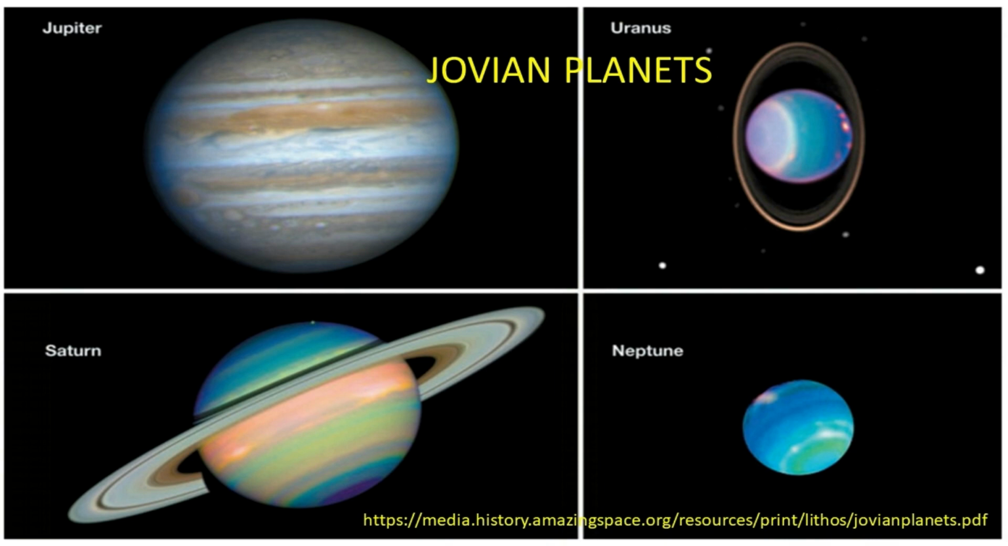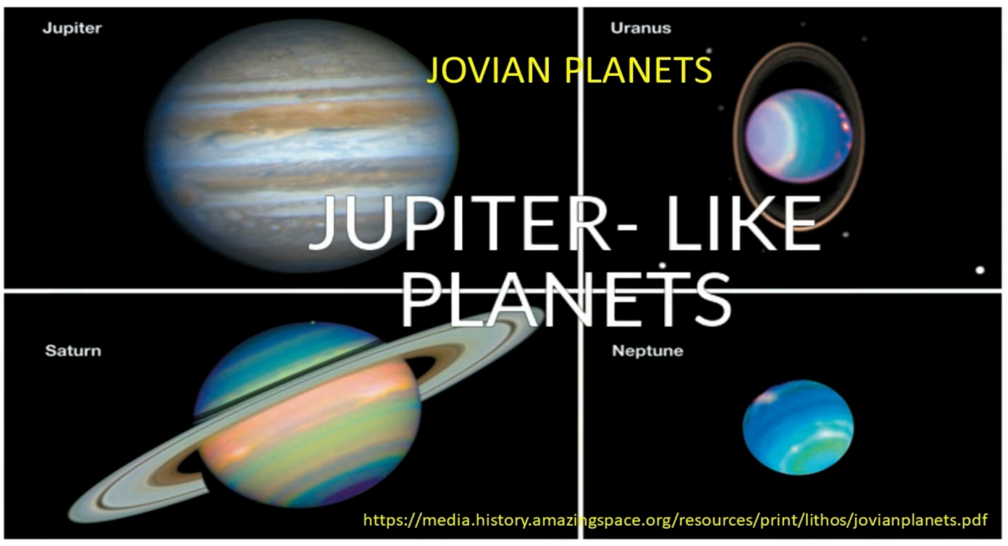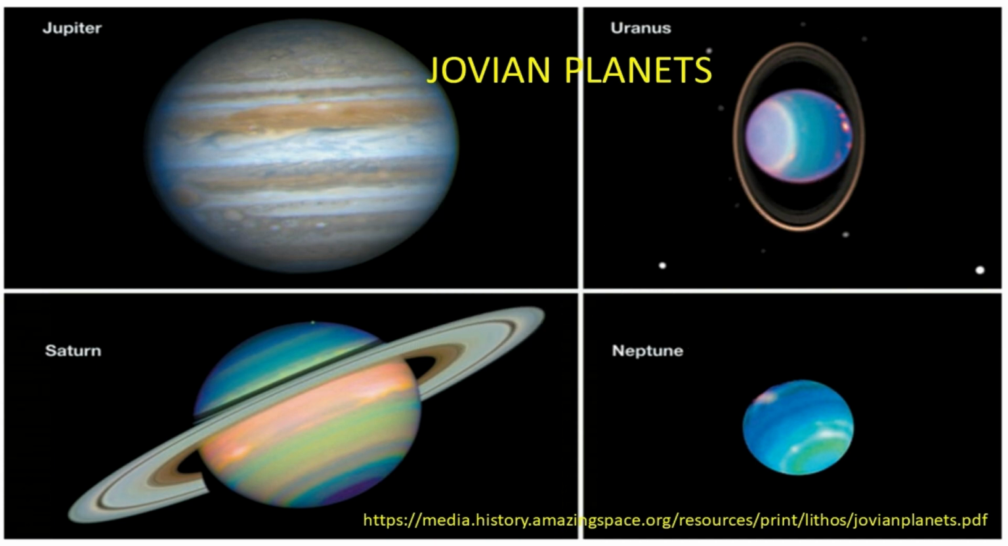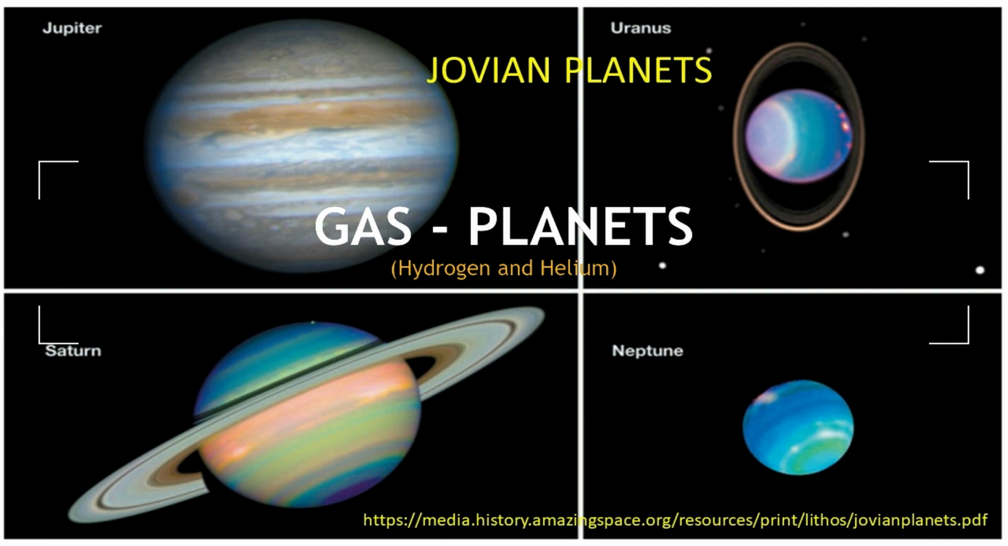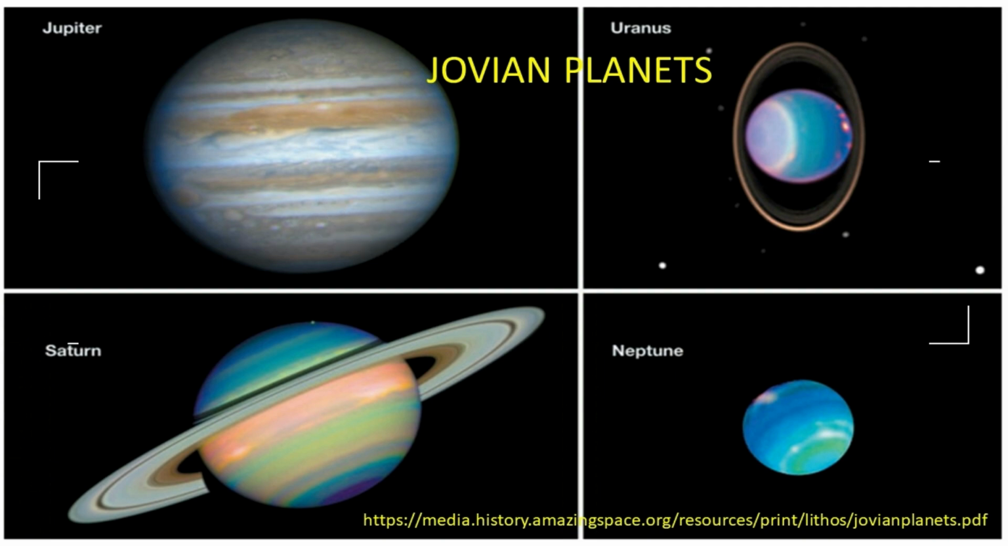The Jovian planets. Jovian planets are Jupiter-like planets which include Jupiter, Saturn, Uranus, and Neptune. They are referred to as gas planets and are made up of mostly hydrogen and helium.